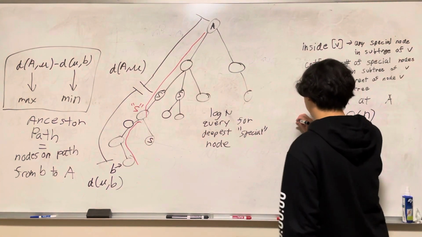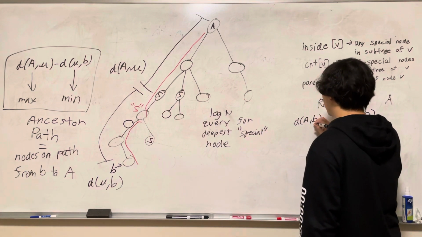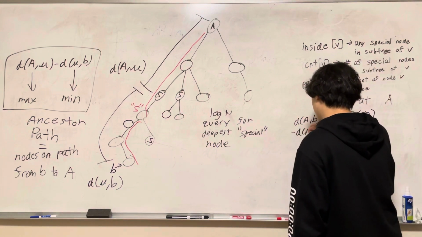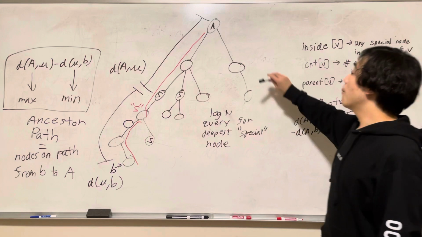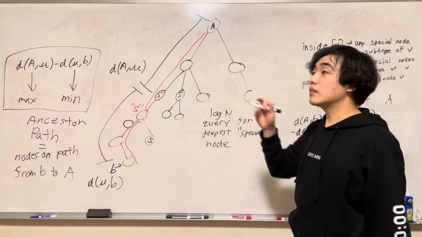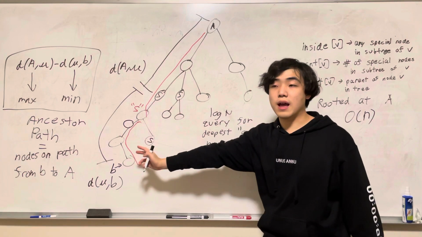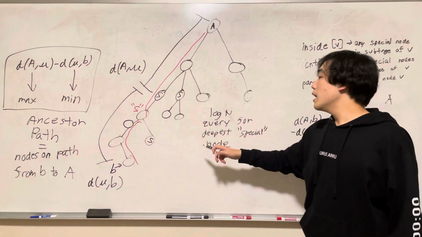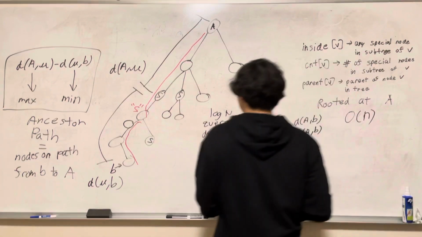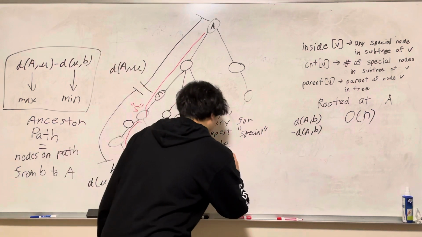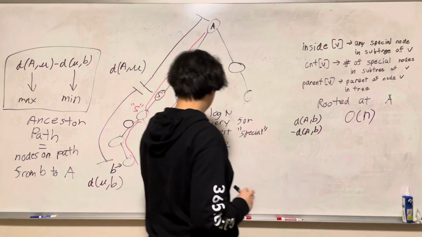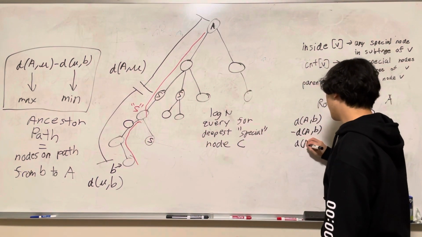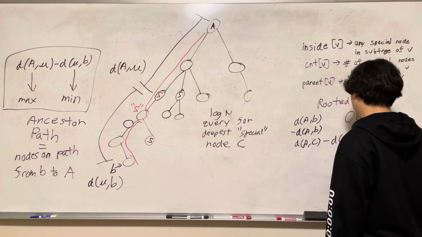It could either be distance A to B, to recap. This is if there's a special node in the subtree of B. The second case is negative D from A to B, if there's a special node that's not in the subtree of any node on the ancestor path from B to A, excluding A. And the third case is what we just mentioned. If we assume that whatever node we found for this query is node C, then the quantity we would get over here is distance from A to that node C minus distance from C to that node B.